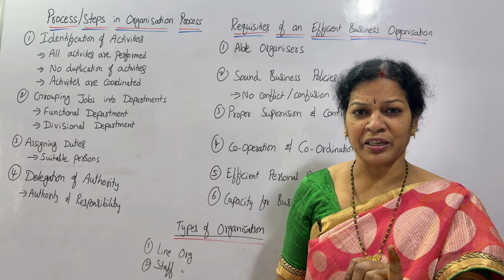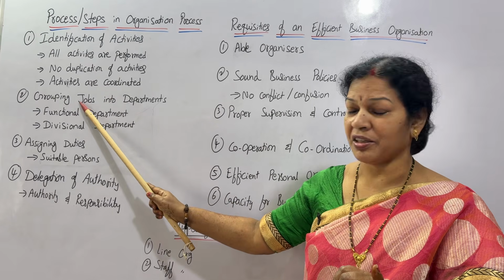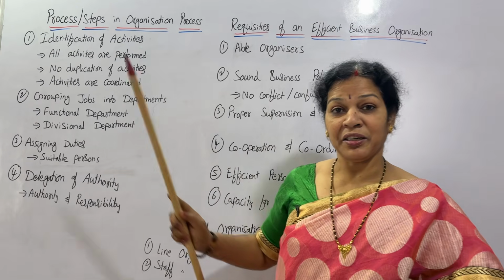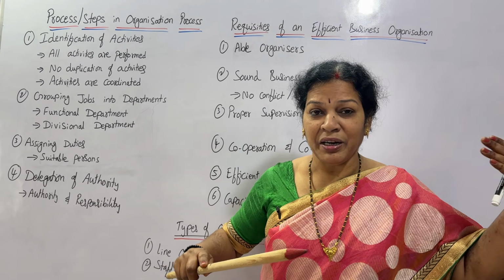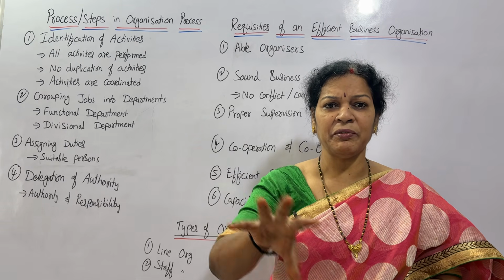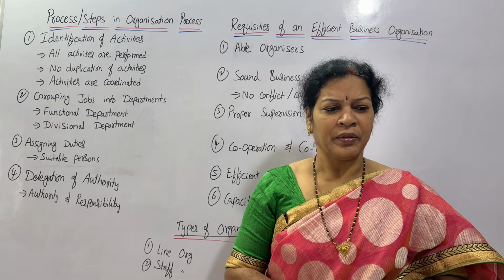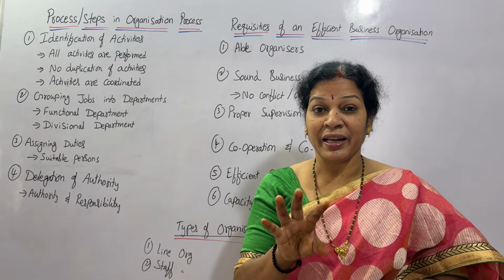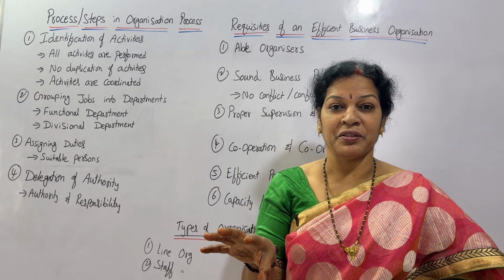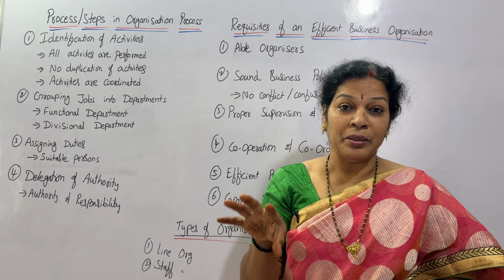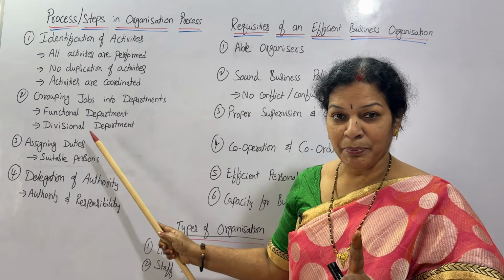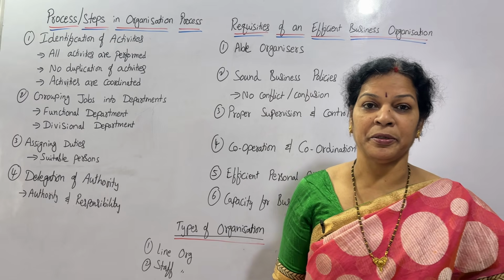Once you identify the activities, and perform all these things, then step number 2, grouping jobs into departments. Activities identified. Let's divide the activities into groups, into departments. Make them into groups. This activity comes under so and so department. Another activity comes under another department. Each and every activity, you have to make it department wise. When you make it department wise, here 2 things you have to remember. One is functional department, another one is divisional department.